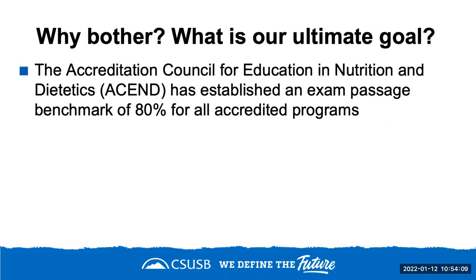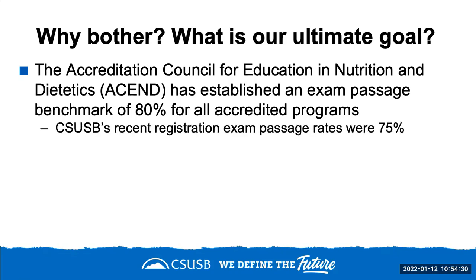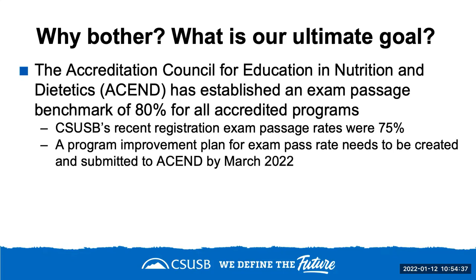So what is the ultimate goal? The standards of the Ascend requires that our graduates pass the exam with a benchmark of 80% of all the graduates who take the exam within the first year must pass the registration exam. And so right now our exam passage rate is at 75%. So we need to come up with a plan for us to improve our exam passage rate.